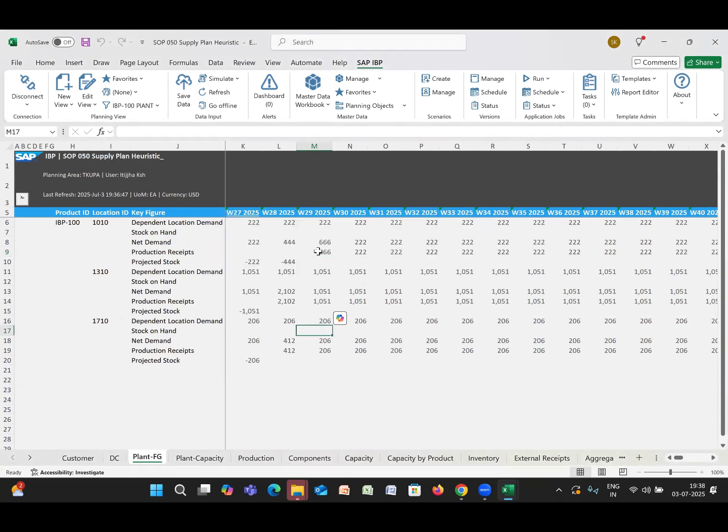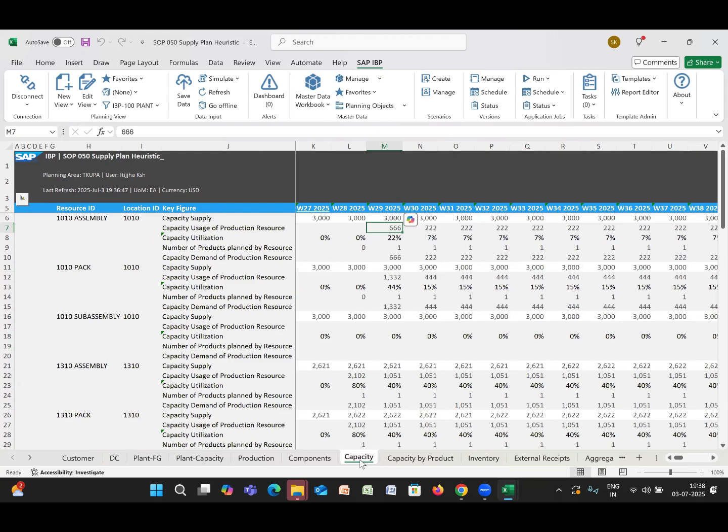We'll see. So this is this number. In week 29, I see 666. What does this mean? This means I am producing 666 quantity, piece each, of IBP 100 in week 29. So this is quantity. This is each. While I go to this view, we are seeing 666 here. What is the unit here? Is this quantity or something else?